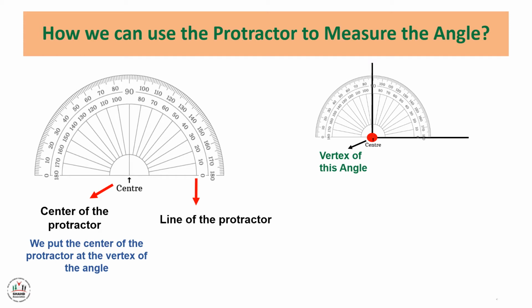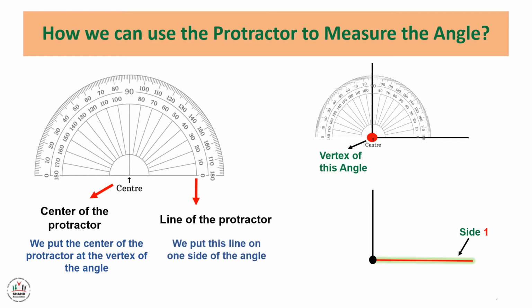This is the line of the protractor. This is the side one of the above angle. So we put this line on one side of the angle. So we put this line of the protractor on side one like this.